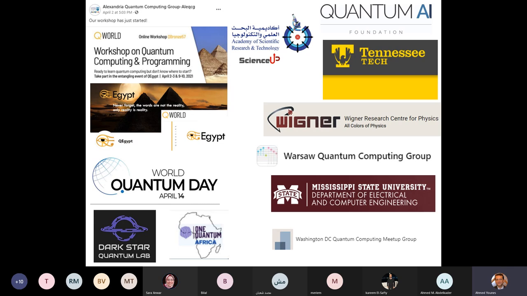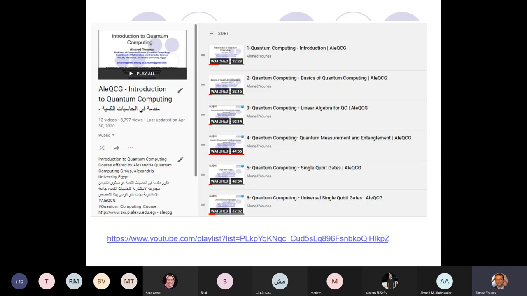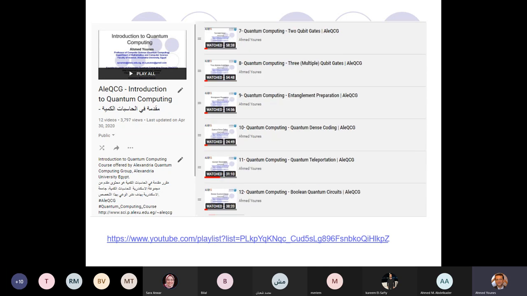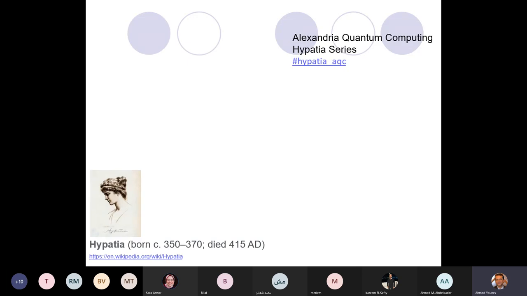We have many collaborations with many entities, and recently we are very glad, as Karim mentioned, that we now have Q Egypt, which is part of Q World. We are also the representative of Egypt in World Quantum Day. We will announce very interesting events in Q Egypt, so please follow the Q Egypt Facebook page, and you can contribute to these events if you like. These are our lectures. If you are interested in quantum computing, we have, I believe, the only full lectures in Arabic in quantum computing. You are welcome to listen to these lectures.